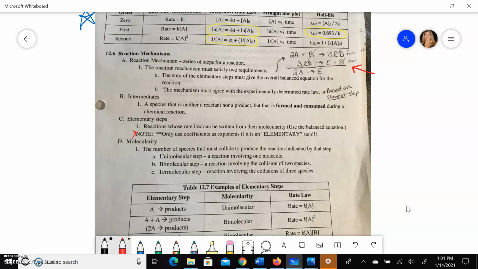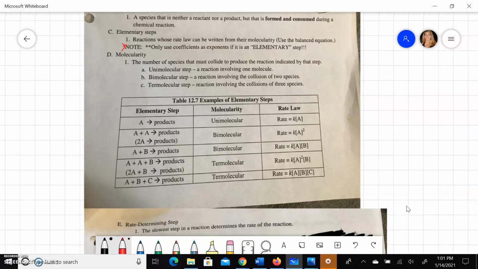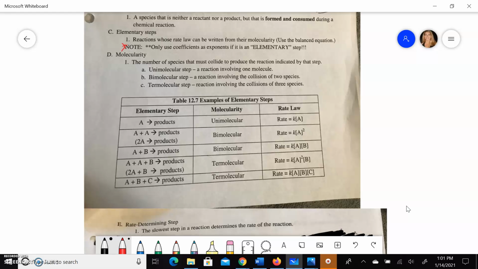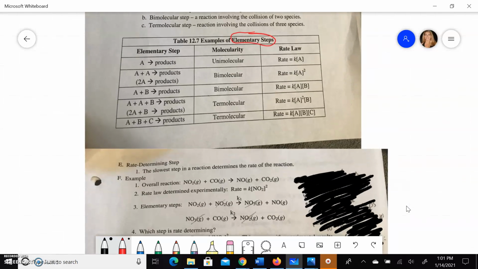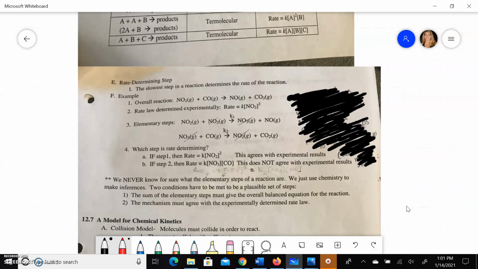Molecularity just means how many molecules you have. So uni is 1, bi is 2, and ter is 3. So there's some examples you can see there, and you can see what the rate laws would be. Note that these are elementary steps, so you can just use the coefficients as the exponents. Like I said, the rate determining step is the slowest step in the reaction.